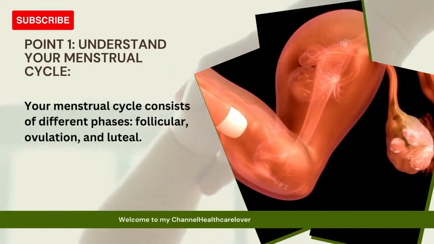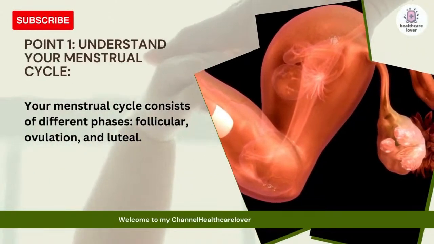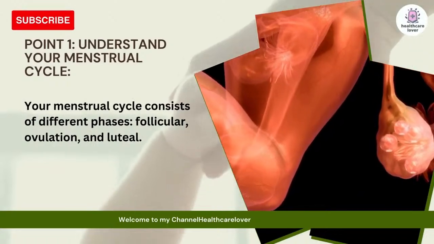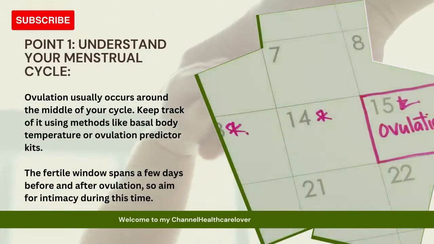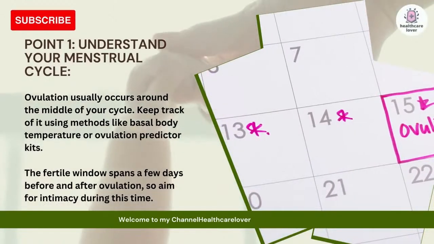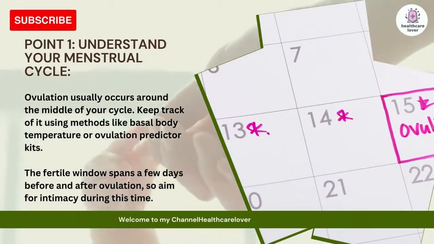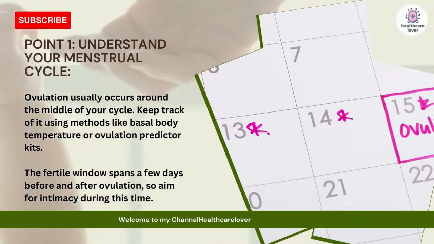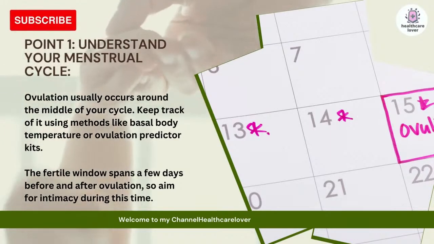Point 1. Understand your menstrual cycle. Your menstrual cycle consists of different phases: follicular, ovulation, and luteal. Ovulation usually occurs around the middle of your cycle. Keep track of it using methods like basal body temperature or ovulation predictor kits. The fertile window spans a few days before and after ovulation, so aim for intimacy during this time.